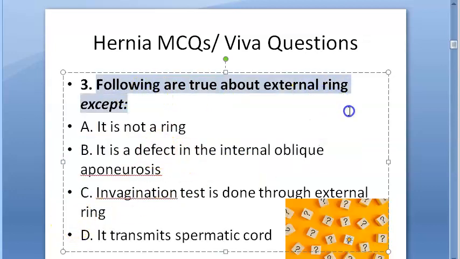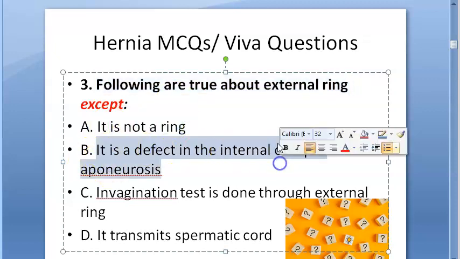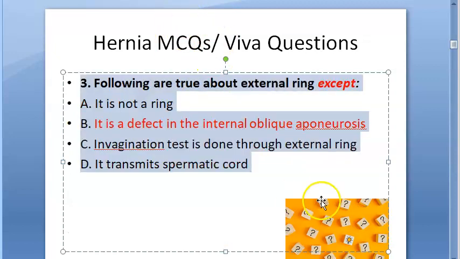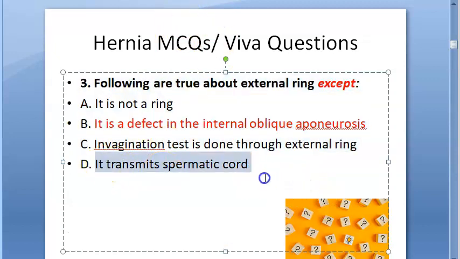Following are true about the external ring except. So here is a negative question. Following are true about the external ring except. It is not a ring. It is a defect in the internal oblique aponeurosis. This is wrong, right? Invagination test is done through the external ring. Yes. It transmits the spermatic cord. So all these are correct. It is not a ring. It's a triangle in shape, isn't it?